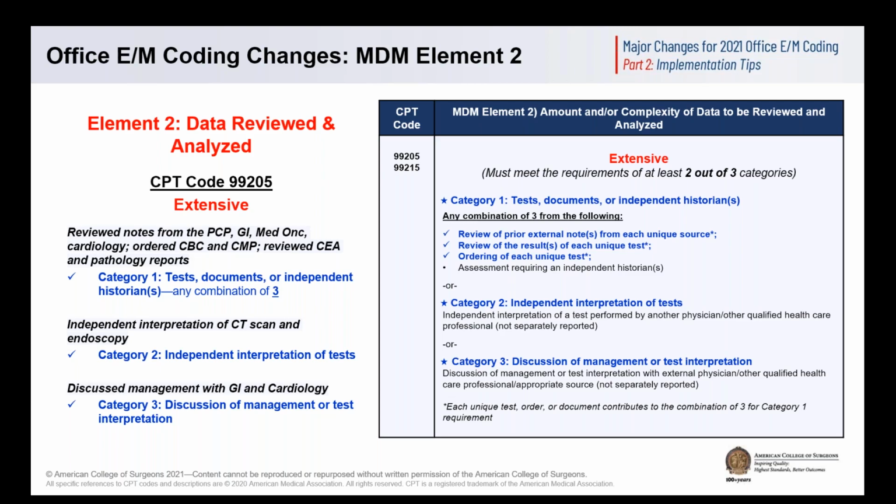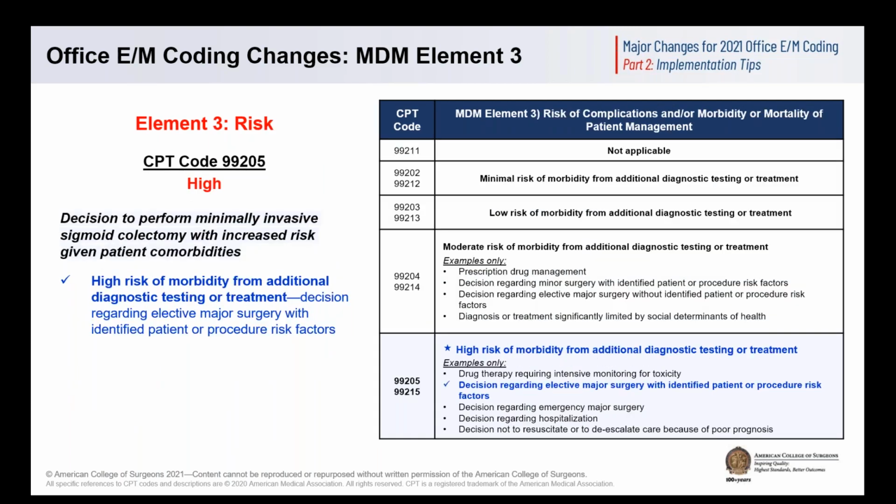Next slide. And then finally, under element 3, the risk category. This is a patient with significant comorbidities, and so those identified patient risk factors increase the risk above what would be typical for this procedure. So this increases the morbidity from this treatment and brings us to the level 5.